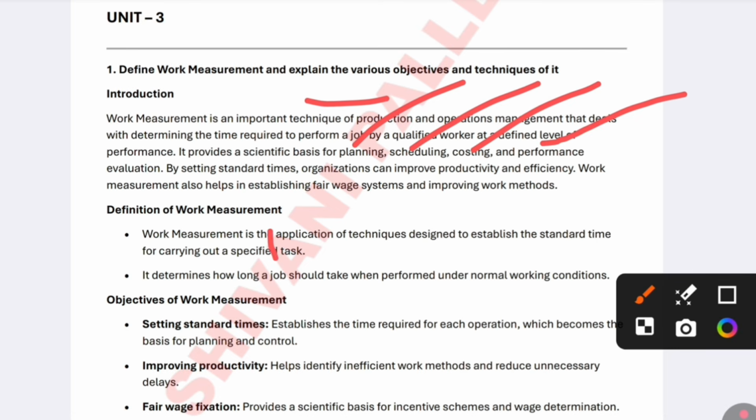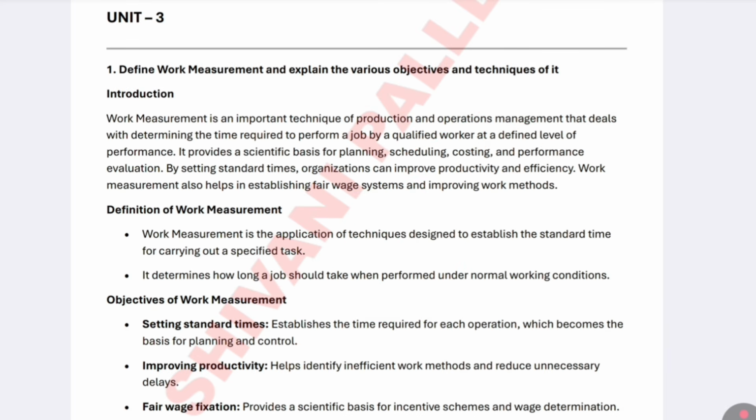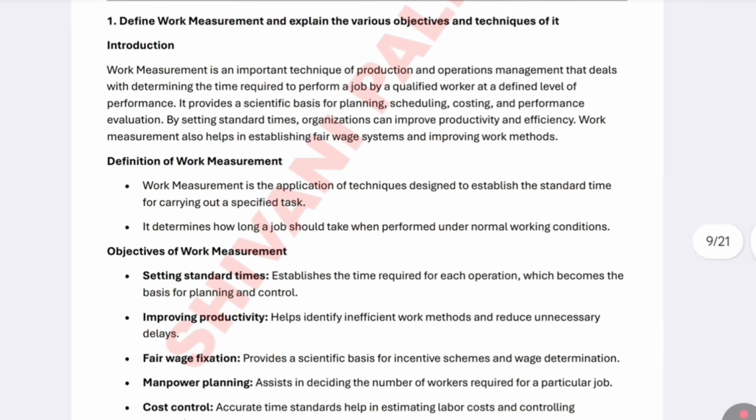For example, if a laborer is working 9 hours a day, we measure how many quality hours they are actually working. That is called the work measurement concept. It is useful to establish a fair wage system and to improve the working methods. So then, what is the definition of work measurement?